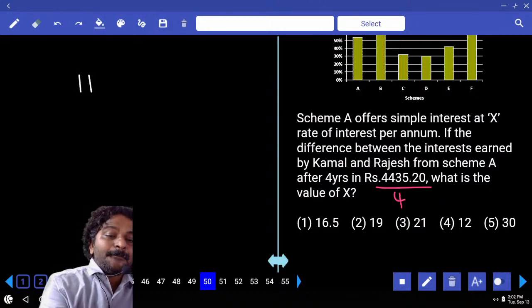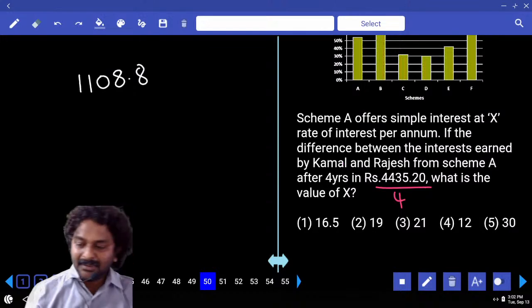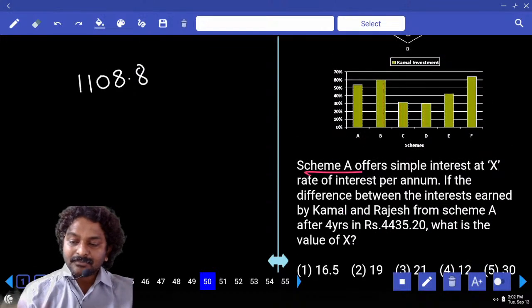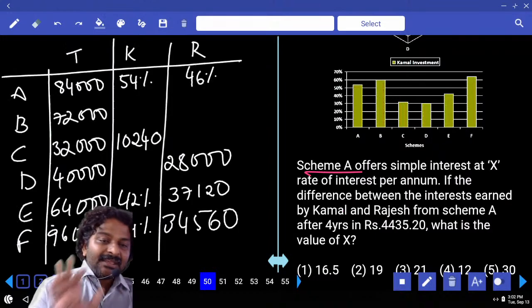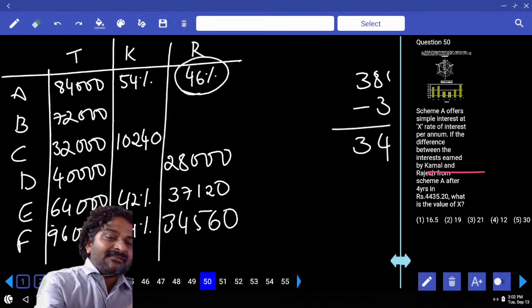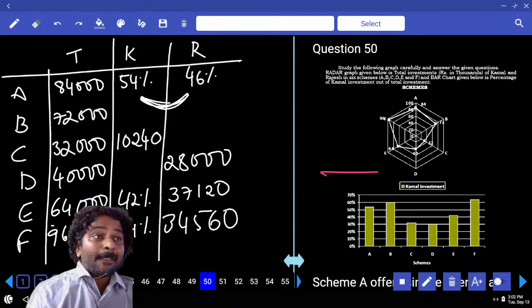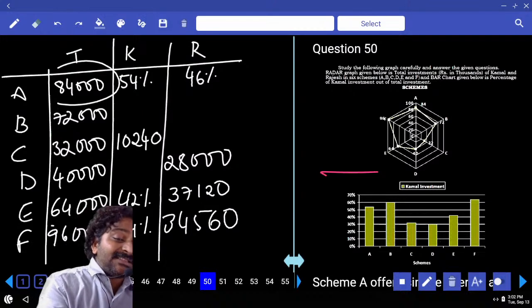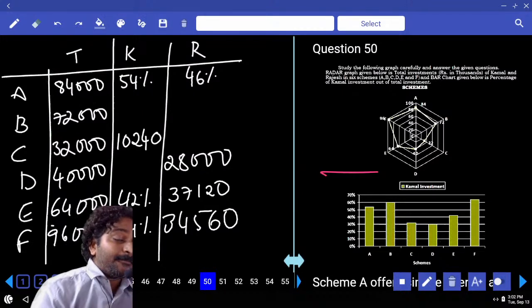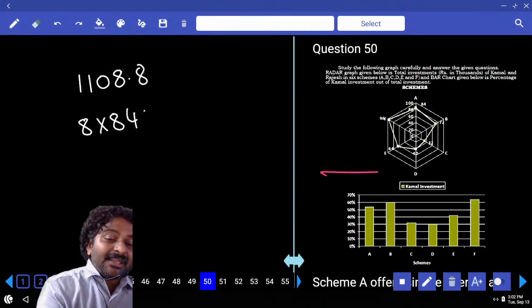1108.8. Is that the 1 year difference only? In which scheme? Scheme A. In scheme A, Kamal will invest 54% and Rajesh will invest 46%. Correct? What is the difference in their principal? The difference in their principal is 8%, calculated on this number only. How much is 1%? 840. 8% in the sense 8 times of 840 only.